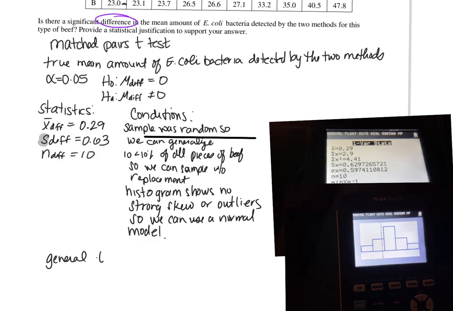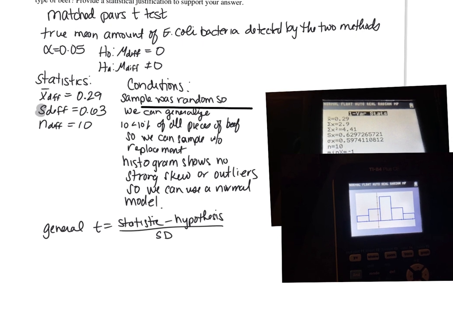now we don't actually have to write this down, but just a reminder, is the statistic minus what we hypothesized. So the parameter is what we hypothesized over the standard deviation, okay? And so in this case, it's x bar difference minus 0, divided by the standard deviation of the difference divided by the square root of n difference, which is 0.29 divided by 0.63 over the square root of 10. So that is my t.